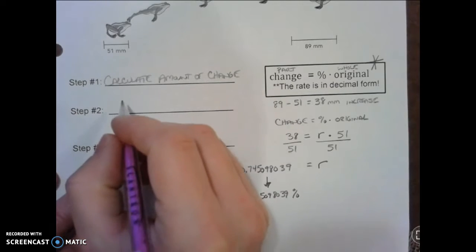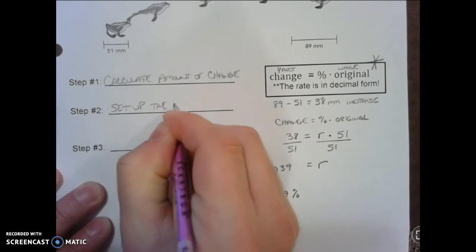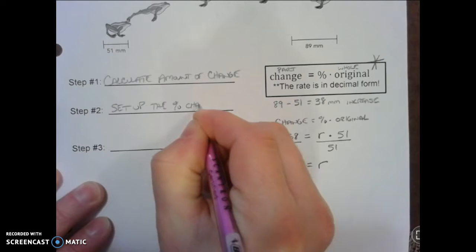Okay? So we calculated the amount of change first, 38 millimeter increase. Then after we were finished with that, we set up the percent change equation.